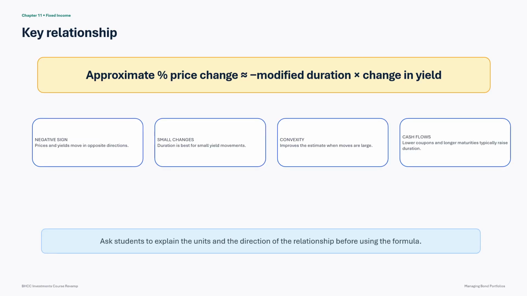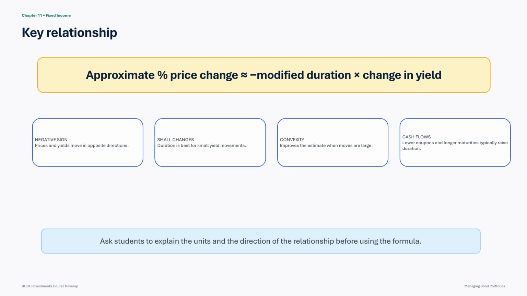The key relationship is: approximate percentage price change equals negative modified duration multiplied by the change in yield. Start with the negative sign. Bond prices and required yields move in opposite directions. If yield rises, the present value of the cash flows falls. If yield declines, present value rises.